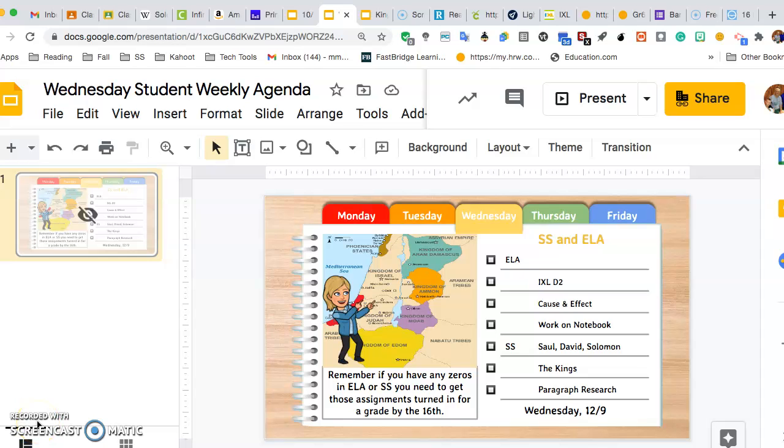Hey, good morning. It is Wednesday the 9th, and you can see by looking at the agenda that we are going to do another IXL today.